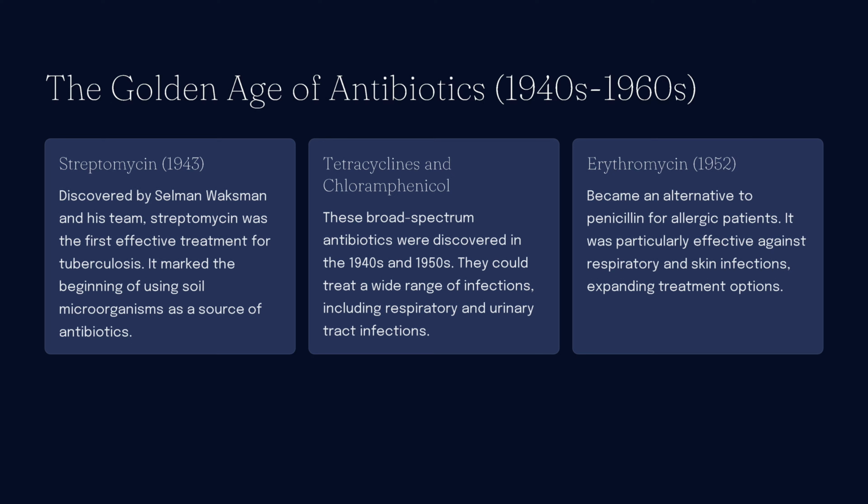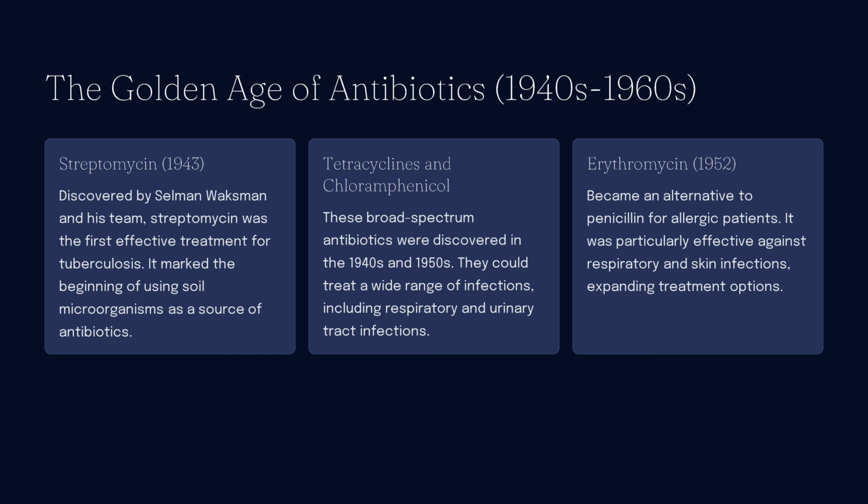During this period, numerous classes of antibiotics were identified and brought into clinical use, like streptomycin, discovered in 1943 by Selman Waksman and his team. Streptomycin was the first effective drug for the treatment of tuberculosis. It also marked the beginning of the use of soil microorganisms as a source of antibiotics.